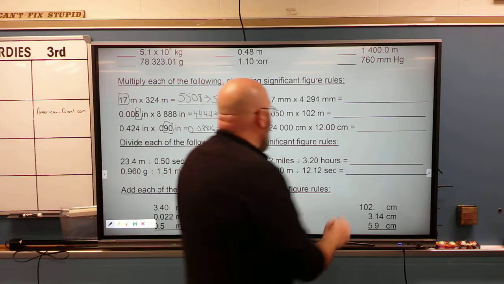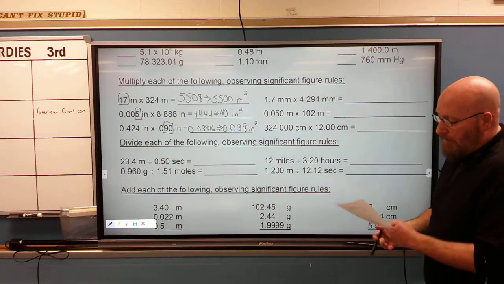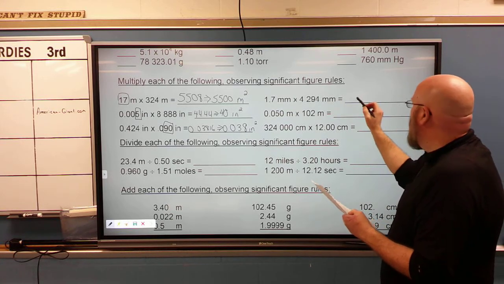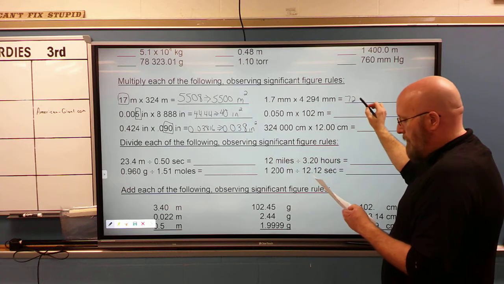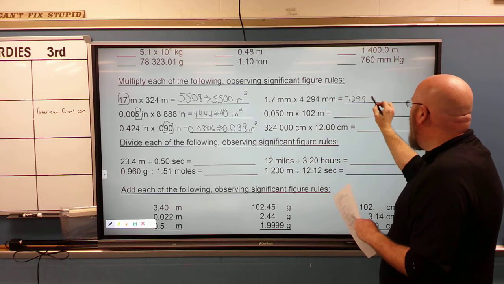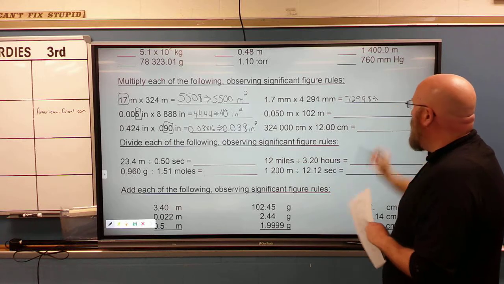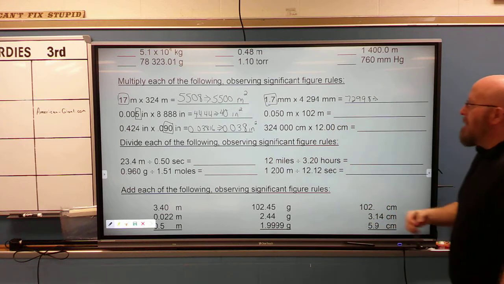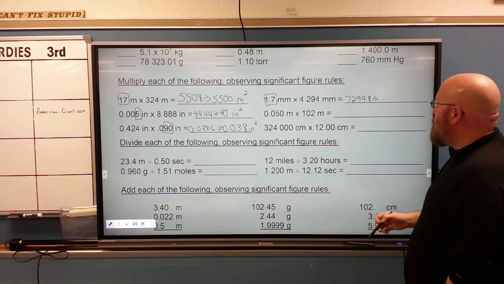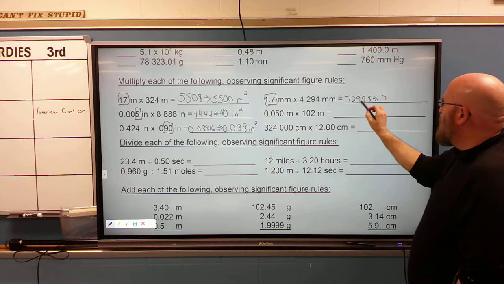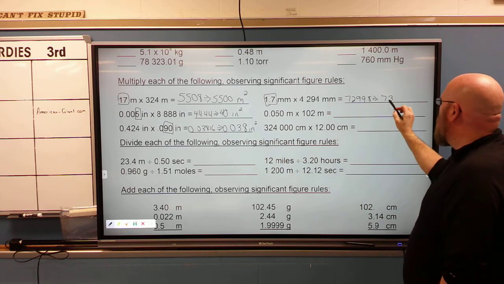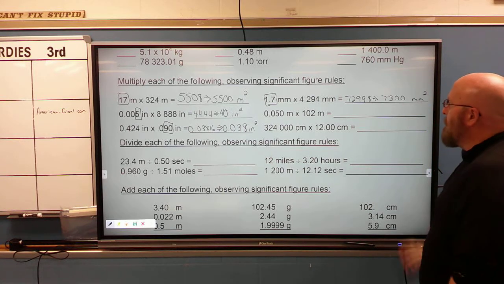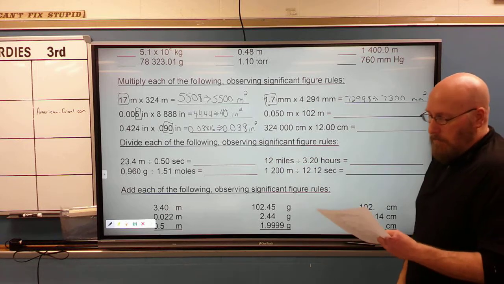All right, so then we go to the fourth one over here. 1.7 millimeters times 4,294 millimeters gives me 7,299.8. Well, again, 2 sig figs versus 4. So my answer has to have 2 significant figures. If I put it in 3 sig figs, that 9 turns that 2 into a 3. So 7,300 square millimeters. Okay? Pretty straightforward.